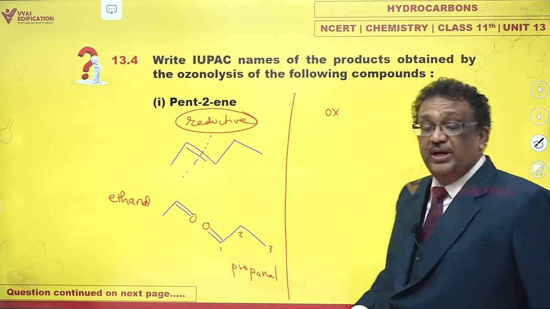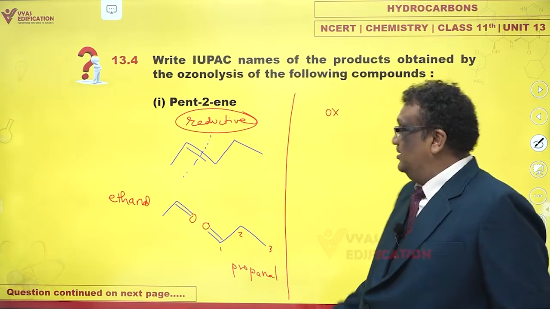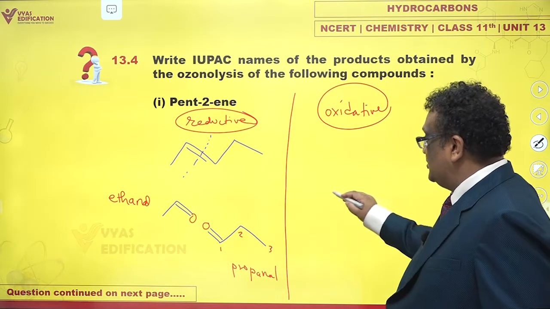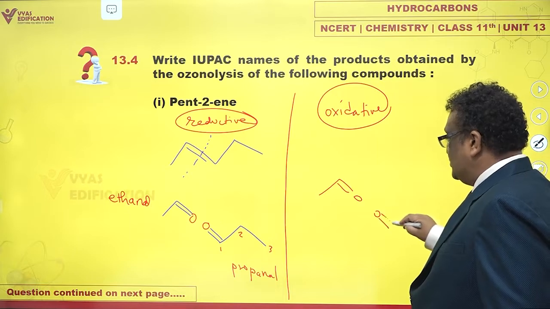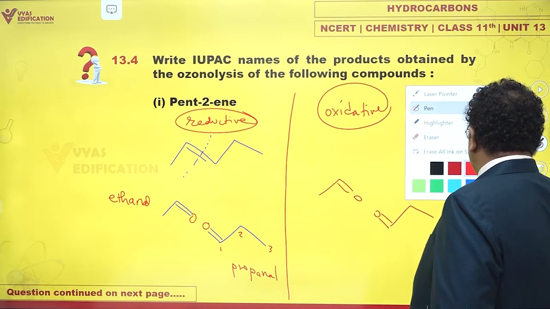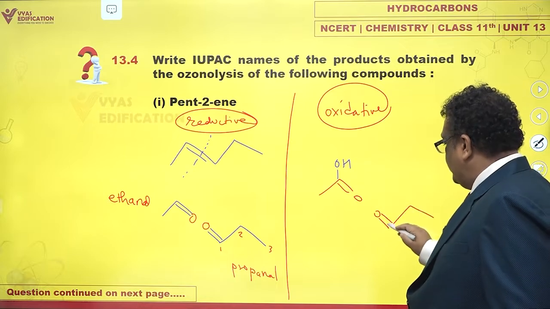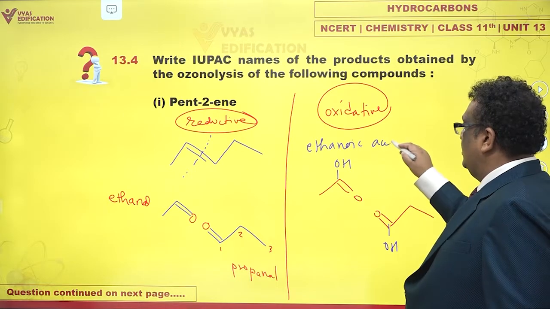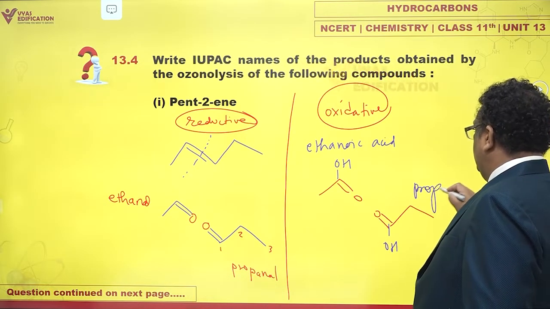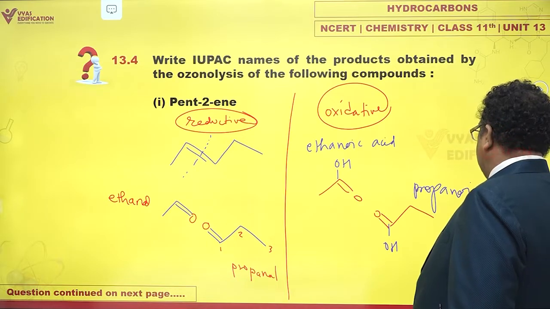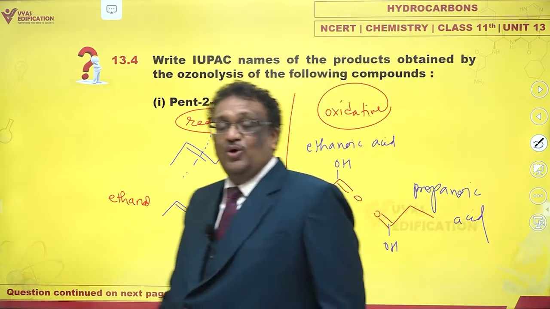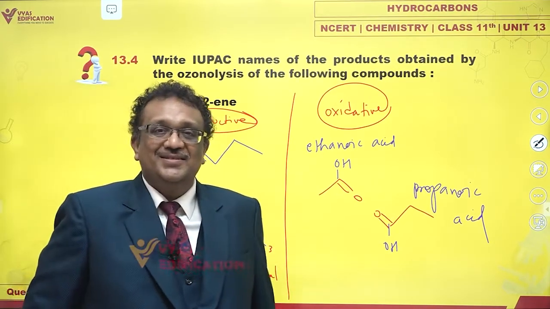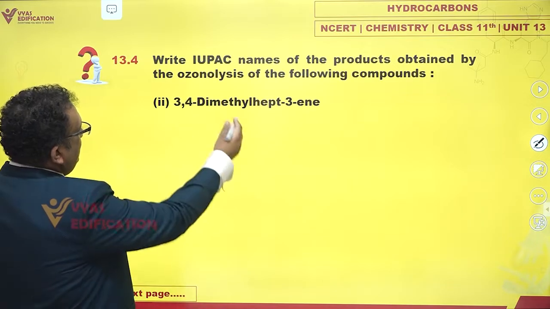If you don't add a reducing agent like zinc dust, if you just add water, then this becomes oxidative ozonolysis. In oxidative ozonolysis, it's not that you will not obtain these aldehydes, but these aldehydes will not stop here. They would be further oxidized to carboxylic acids. So you would get ethanoic acid and propanoic acid. This is what you will obtain: ethanoic and propanoic acids.